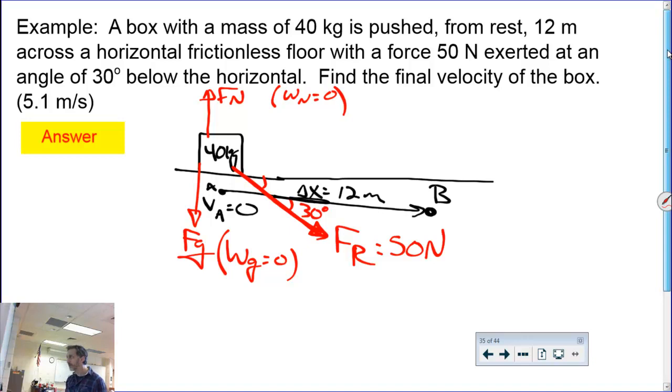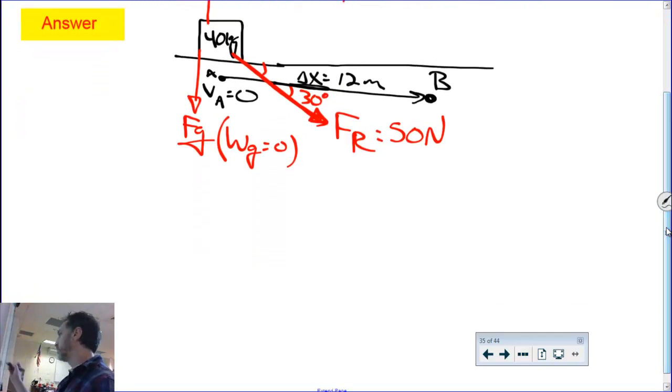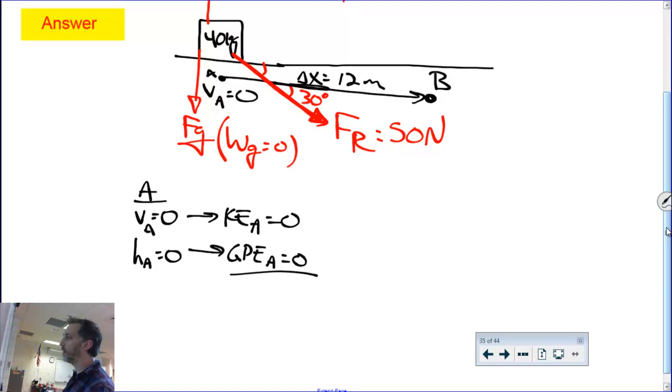There's no friction or anything, so I think that's it for my forces. Now let's think about energy. Over here at point A, here's what we know. At point A, I know the velocity is 0, which means my kinetic energy at point A is 0. The height at point A is 0, and this box isn't moving up or down at all, so my GPE at point A is 0. That means my total energy at point A is 0.